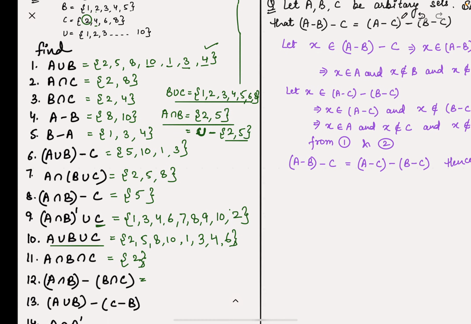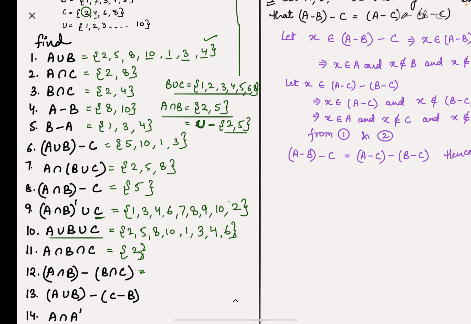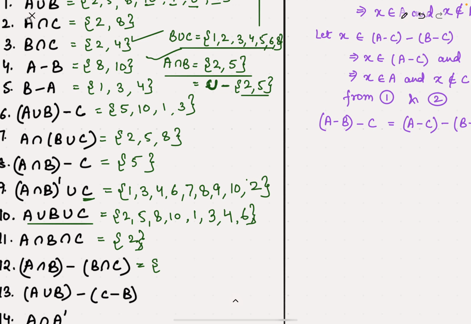Next is A intersection B minus B intersection C. We will have B intersection C already here, and A intersection B we already know. So A intersection B is 2, 5, and remove the elements that belong to B intersection C. So 2 belongs to B intersection C and 2 belongs to A intersection B, so don't write 2 here. So the answer will be only 5.